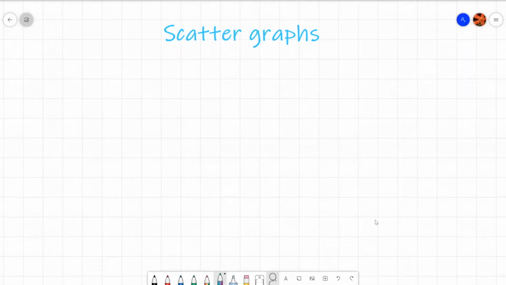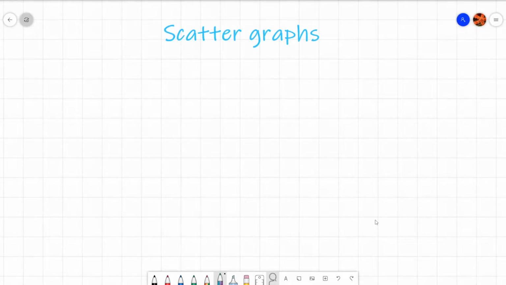Scatter graphs. In today's lesson, we will be looking at scatter graphs. We will be looking at plotting scatter graphs, what scatter graphs look like. We will be looking at the word correlation, what the word correlation means, and then we'll be looking at a scatter graph to see if we can answer a few questions regarding the scatter graph.